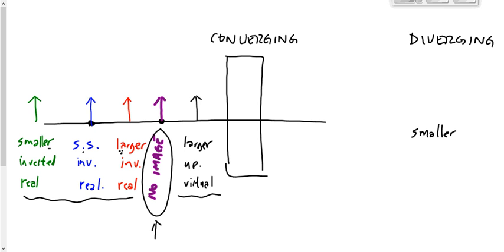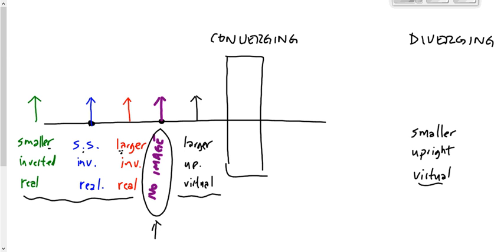It's always going to be upright. And it's always going to be virtual. Diverging lens, diverging mirror, doesn't really matter. As long as it's diverging, the image, no matter where you put the object, is going to be smaller, upright, and virtual.